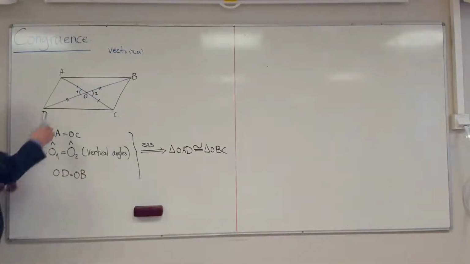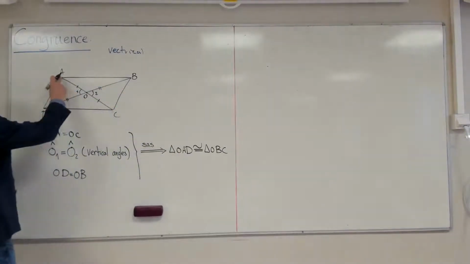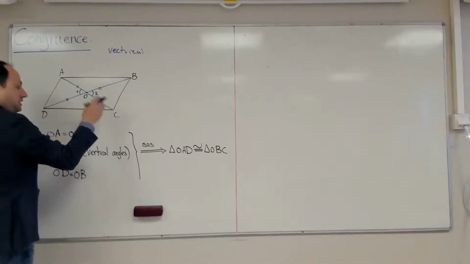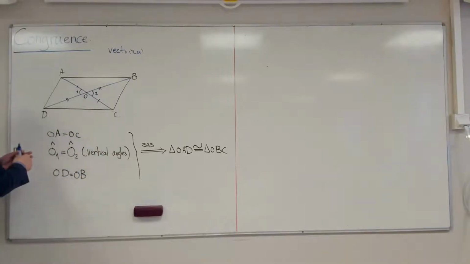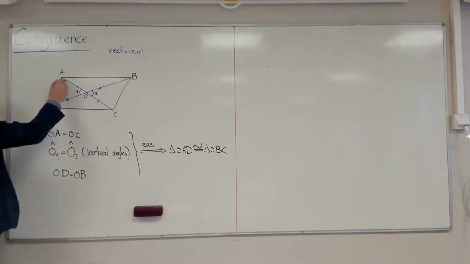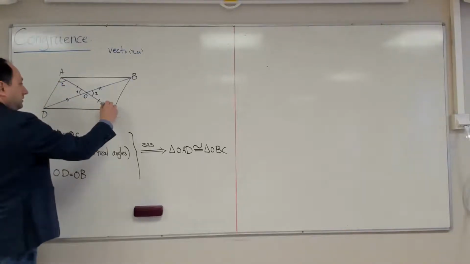So from here, instead of concluding that AD is equal to BC, which is of course true, let me conclude something else. Can you tell me what I can conclude about this angle? Let me call it A1, and this angle, let me call it C1.